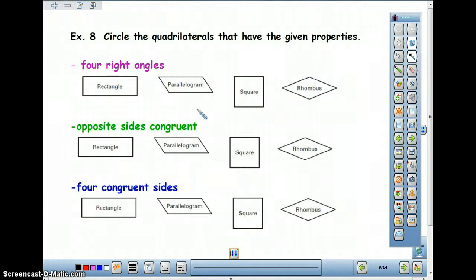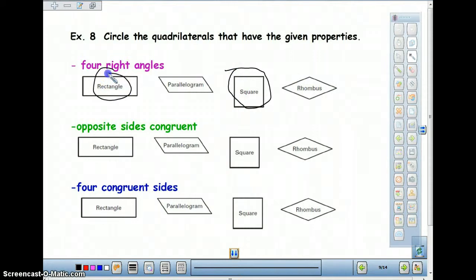Okay, let's talk about properties. What has 4 right angles? Well, we know that a square has 4 right angles, and a rectangle also has 4 right angles. So those are going to be the 2 of them that have 4 right angles. Opposite sides are congruent. Well, that's a property of a parallelogram, and since all of these figures are parallelograms, that holds true for every single one of them.